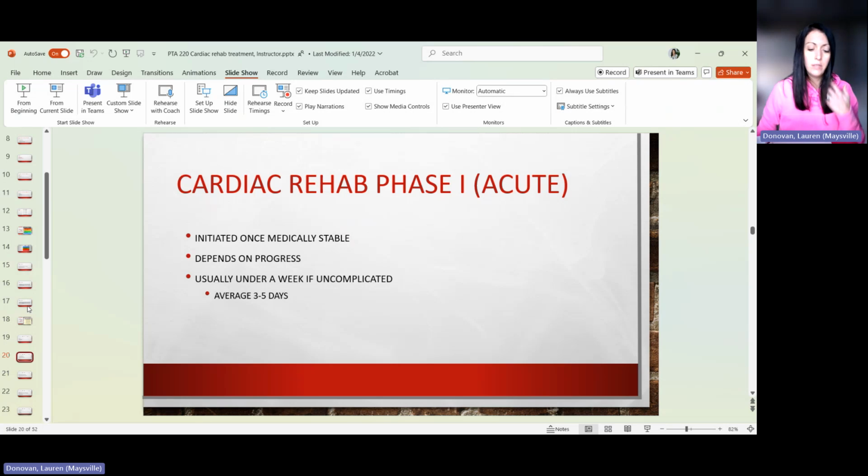Okay. But for this one, you get to perform actual interventions with this patient only when they're medically stable. And once they are stable, then it will depend on how much you can actually do.